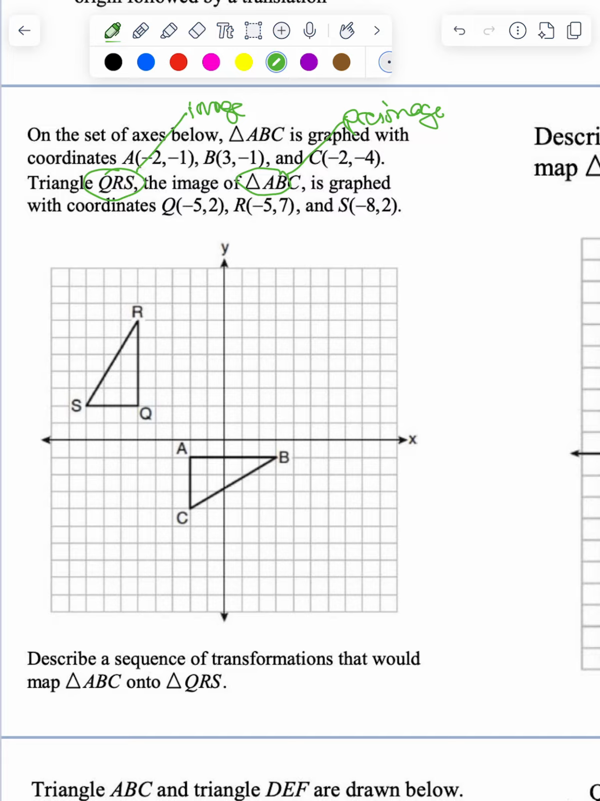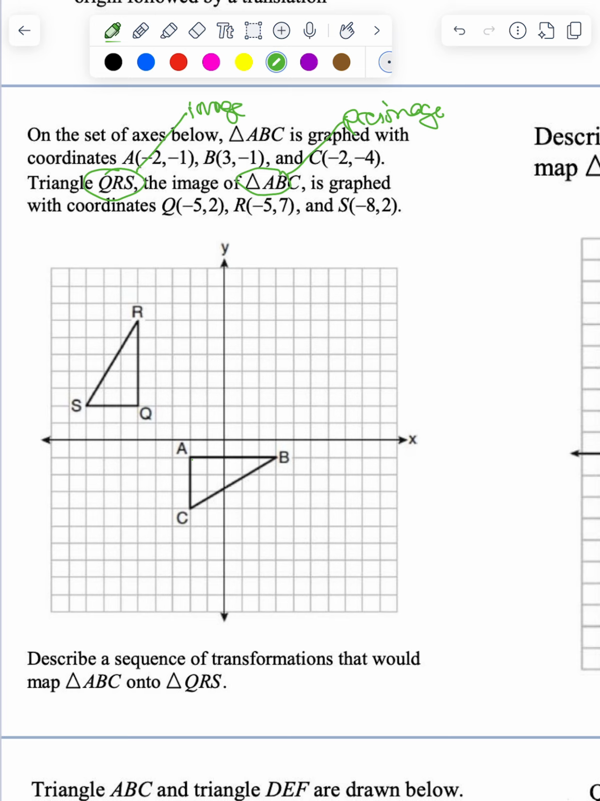And we're describing a sequence of transformations that would map triangle ABC onto triangle QRS. And there are often multiple ways that you can accomplish the same goal. What I always like to do is try to get the orientation the same. So I want to get triangle ABC facing the same way as triangle QRS. And once I have that done, then life is going to be a lot easier for me. So what I'm going to do is first I'm going to rotate it. And once again, there's many ways that you can do this, but I'm just going to do it the way that I see at the moment.